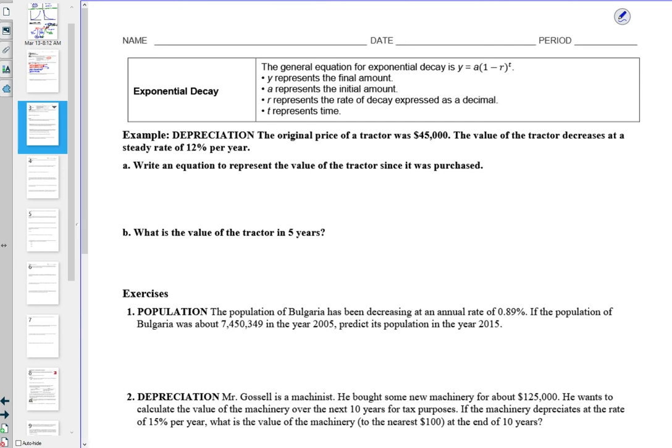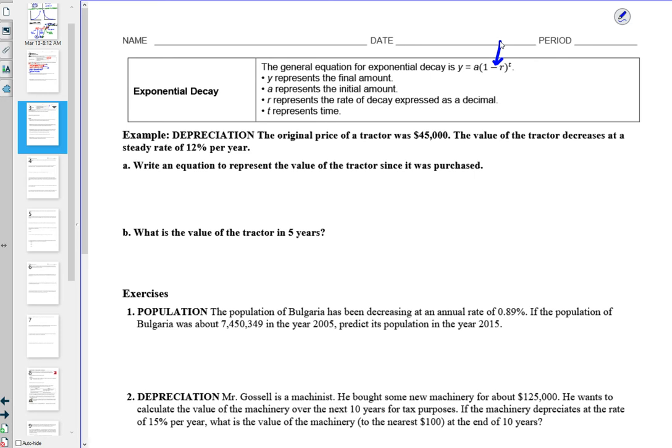So I'm just going to kind of jump around these things. Here, look, here's decay. Perfect. Let's do this first one, depreciation. Notice how the formula here, the way that they write it, is the same. The only difference is the rate is going to be negative on a decay.